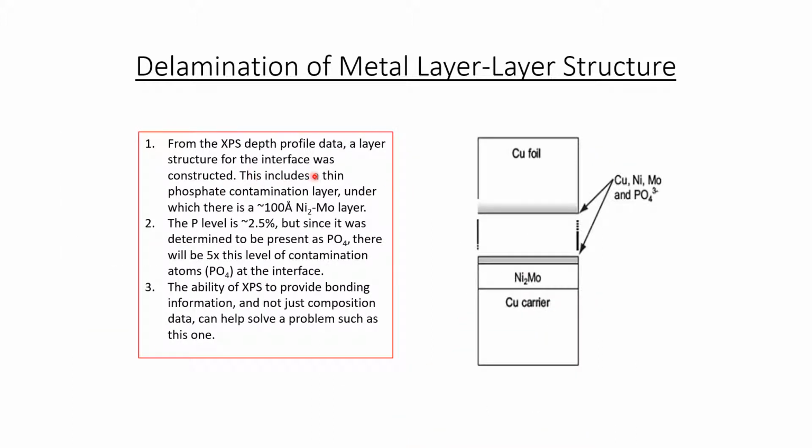From the XPS profile data, a layer structure for the interface was constructed. This includes a phosphate contamination layer, under which there is an intentional 100 angstrom nickel molybdenum layer. The phosphorus level is 2.5%, but since it was determined to be present as PO4, there will be 5 times this level of contamination atoms at the interface. The ability of XPS to provide bonding information and not just compositional data can help solve a problem such as this one.